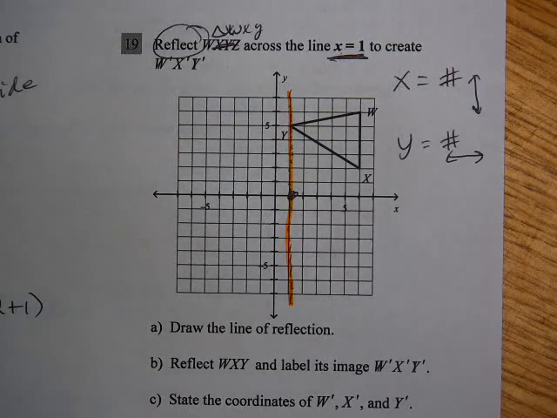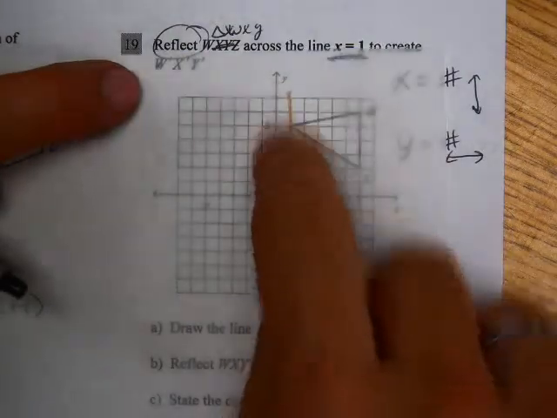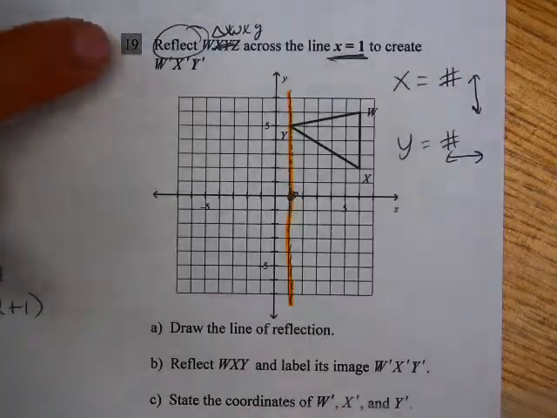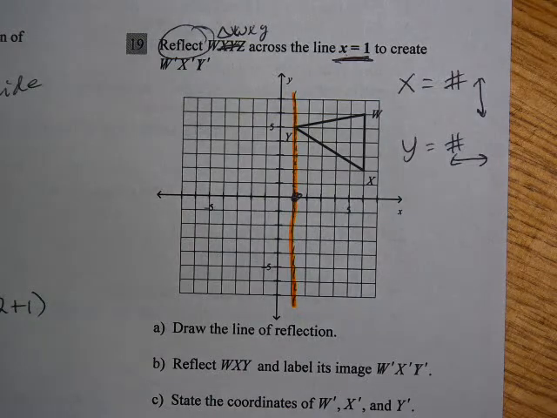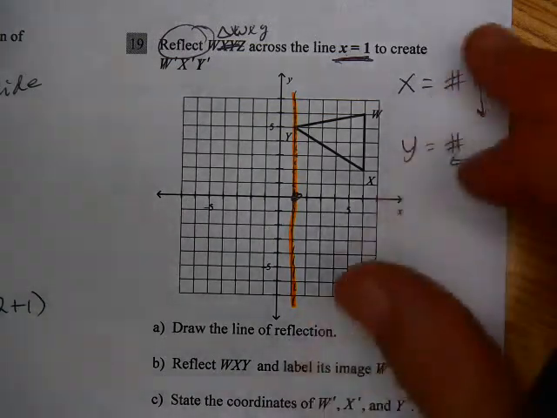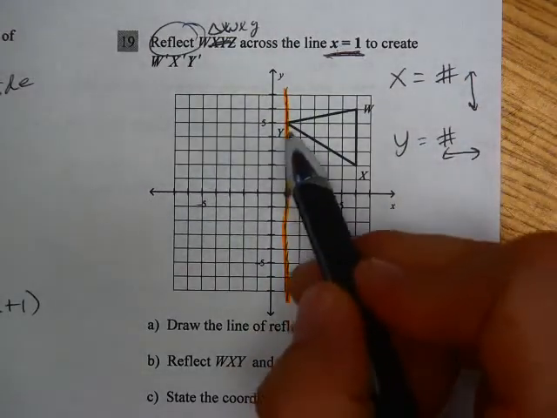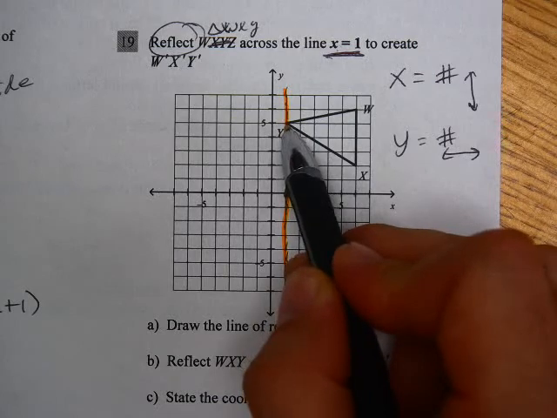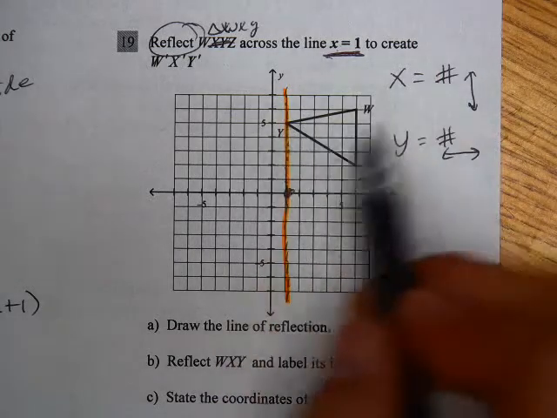Now if you're using the tracing paper, you would trace that dashed line, you would trace that triangle, you would flip it over that direction. I'm going to show it without the patty paper. It's always good to learn without the patty paper if you can. Now when you reflect this point Y, that's not going anywhere. Notice it's right on the line of reflection. It's not going to move at all.